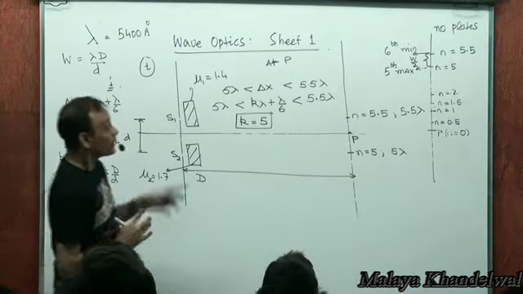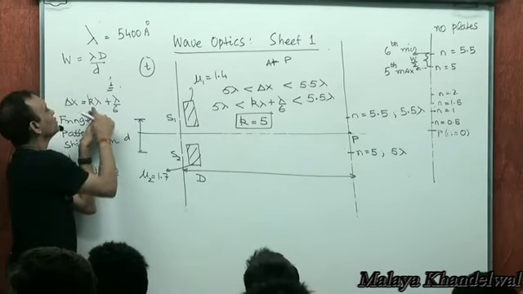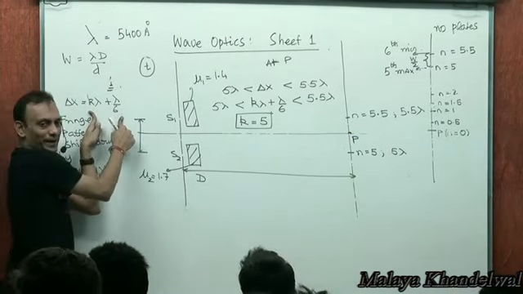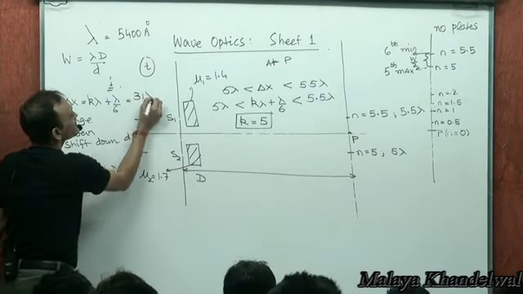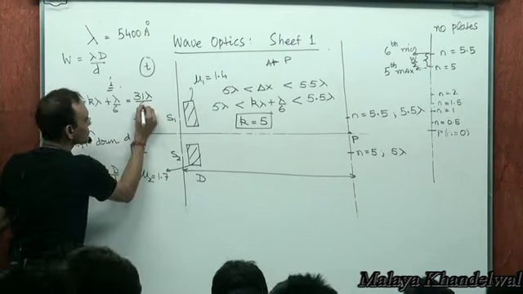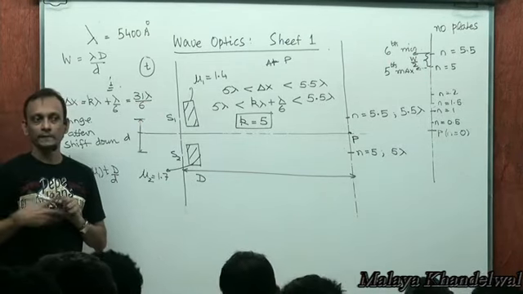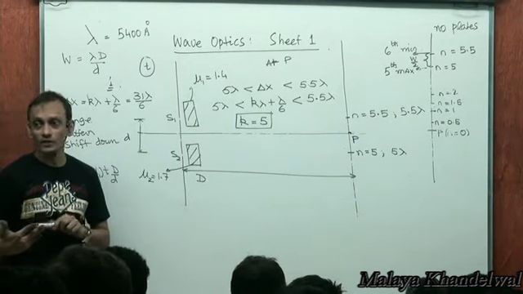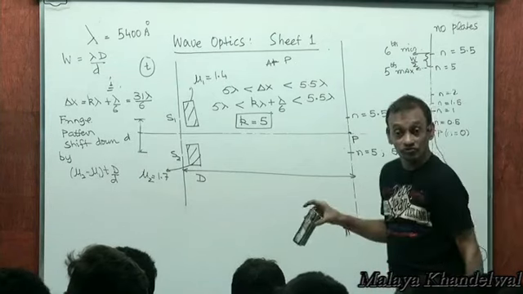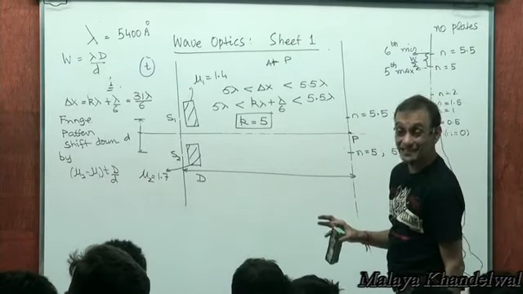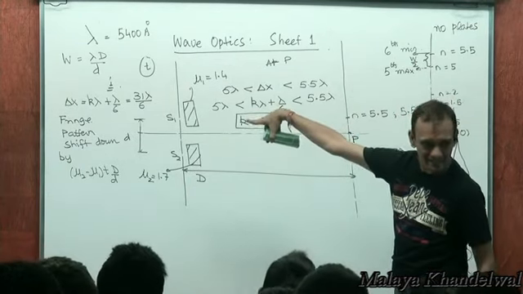Therefore, if k is 5, I now know exactly the path difference at P. So put k equal to 5: 31 lambda by 6. Now this will become 31 lambda by 6, the path difference at P. Is that okay? Now, my problem is still not solved. I need to find the value of T, for which the path difference at P becomes 31 lambda by 6.